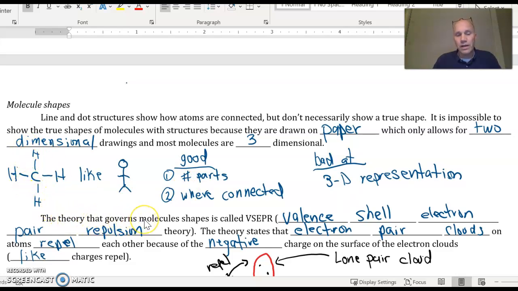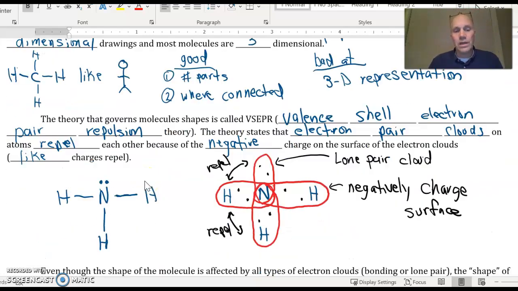So what are the true shapes of these molecules? The theory that determines that is this thing called VSEPR, and you pronounce it VSEPR. That stands for valence shell electron pair repulsion theory. It sounds like a mouthful, but it's actually not that difficult of a concept. All that this says is that the electron pair clouds like to repel each other. They don't like each other, and when things don't like each other, they try to get as far apart as they can.